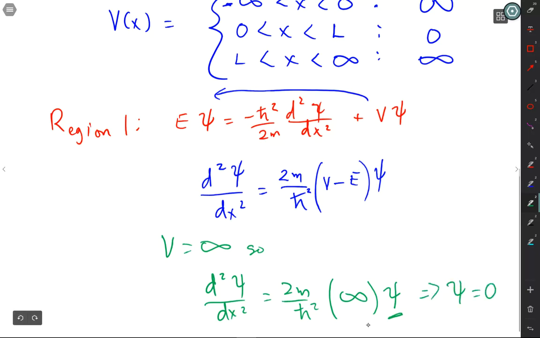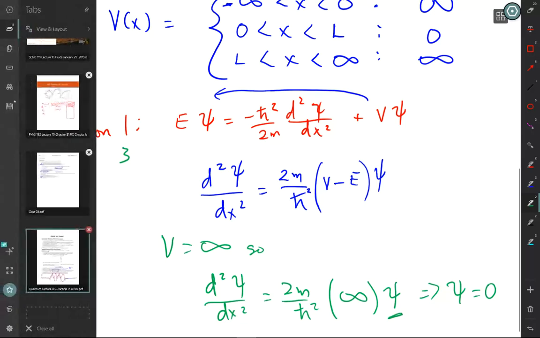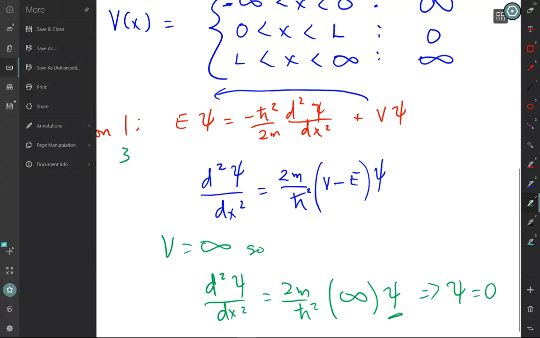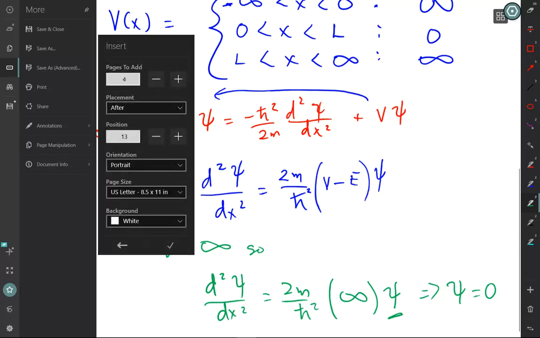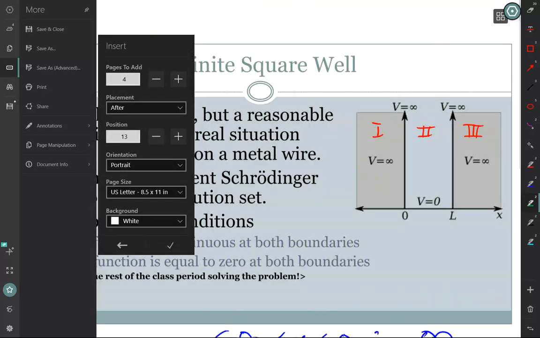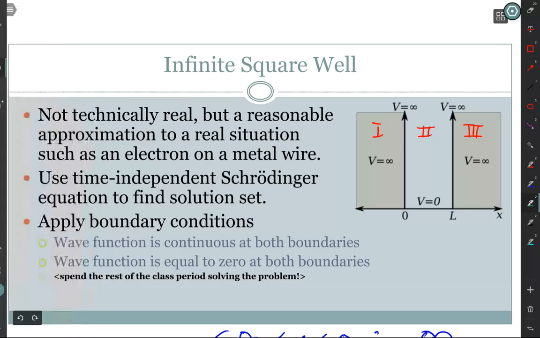And of course, this was region 1 and region 3, because you notice I didn't even put the boundaries yet. I just had the potential energy. I put a number of pages in here. I was going to do that before class, and hopefully I didn't, because if I did, now I'll just have a whole lot more pages.